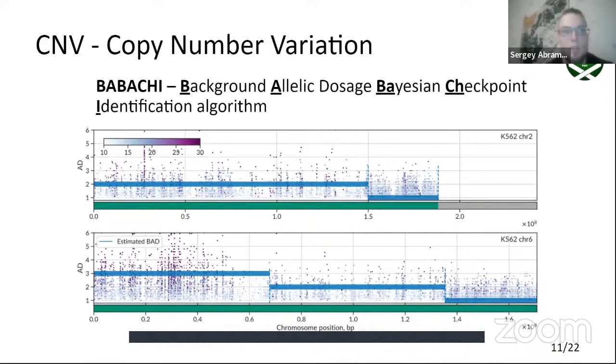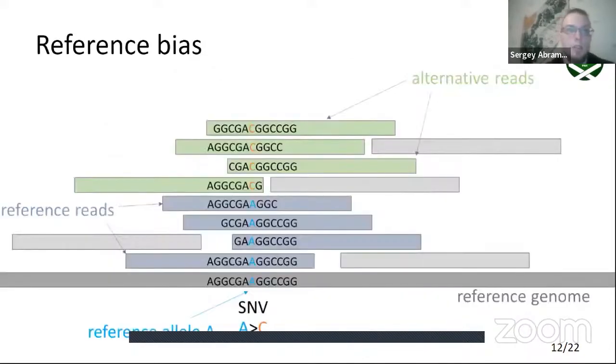So that's all about SynVis, and the next thing is reference bias. Reference bias is an effect that occurs when we align reads to the reference genome. If we have a variant in the genome, we have two types of reads: one coming from the reference allele, and one coming from the alternative allele. The reads coming from the alternative allele have at least one mismatch.